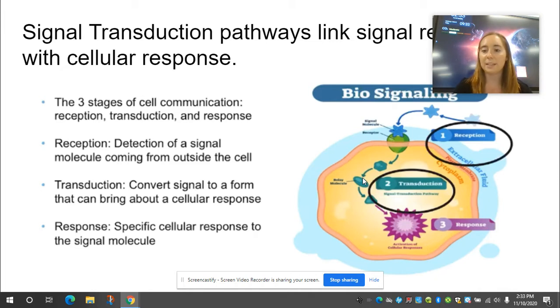Then what's going to happen next is this process of transduction. In the process of transduction, we're going to convert that signal into a form that the cell can actually understand. The cell can't understand what a hormone means unless it is going through the process of transduction. And the last thing that's going to happen is the actual response. That cell is going to respond in some form to the message that it received.